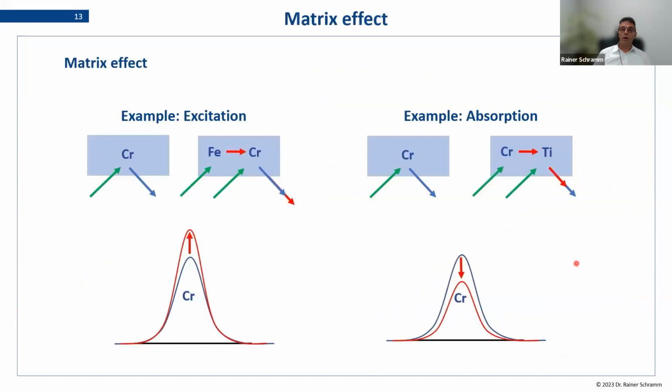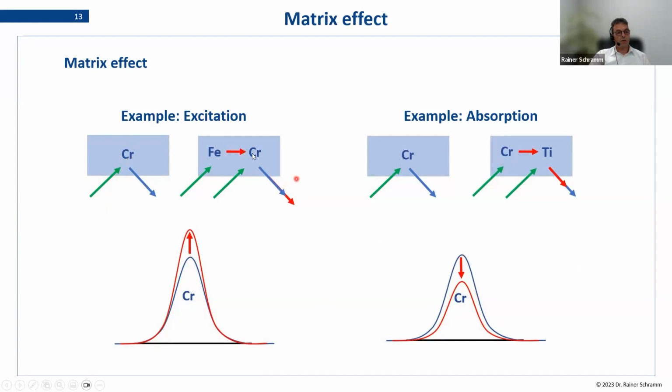Okay, now let's talk about the first correction. We talked about matrix correction, and the question is why? Why do we need such a correction? I want to explain this with the example chromium. Let us assume we have a sample just with chromium. This would give the blue line here. This is the blue chromium line.